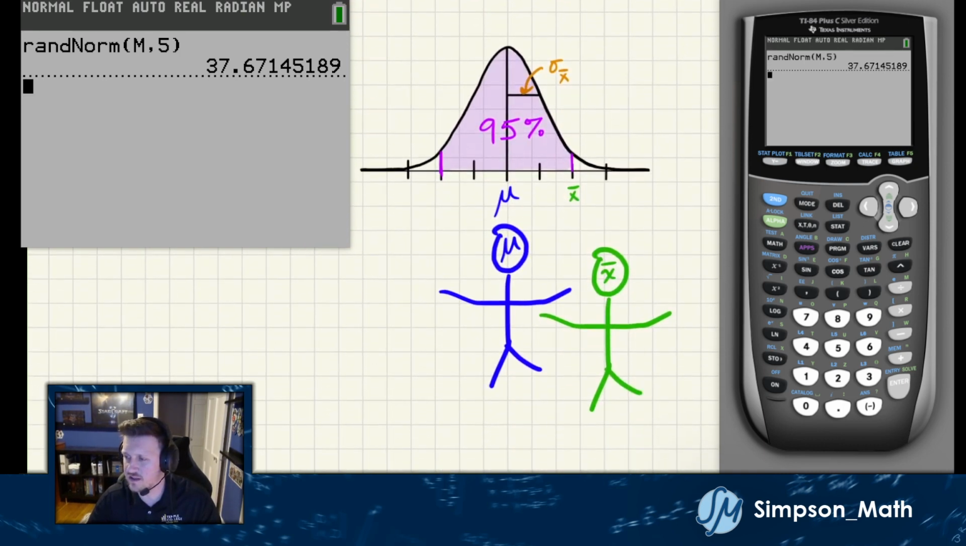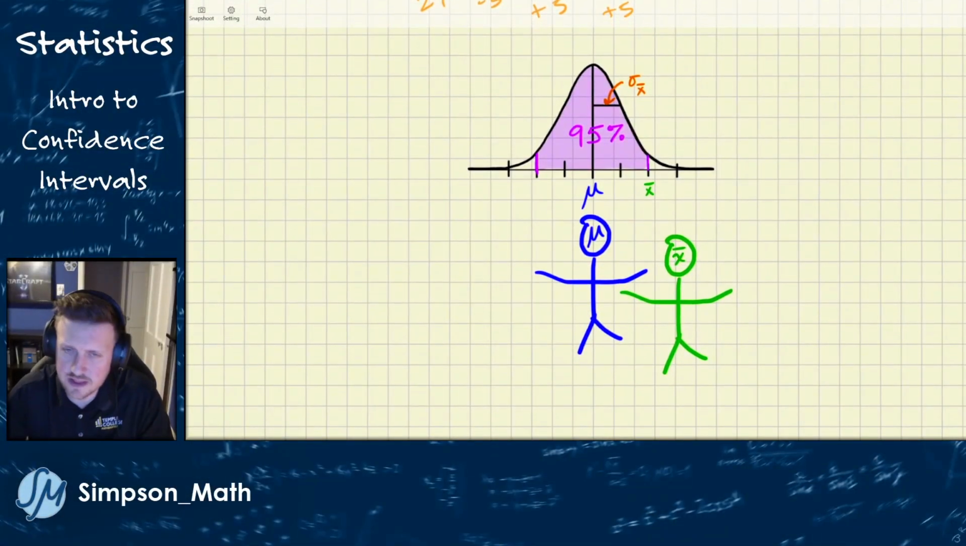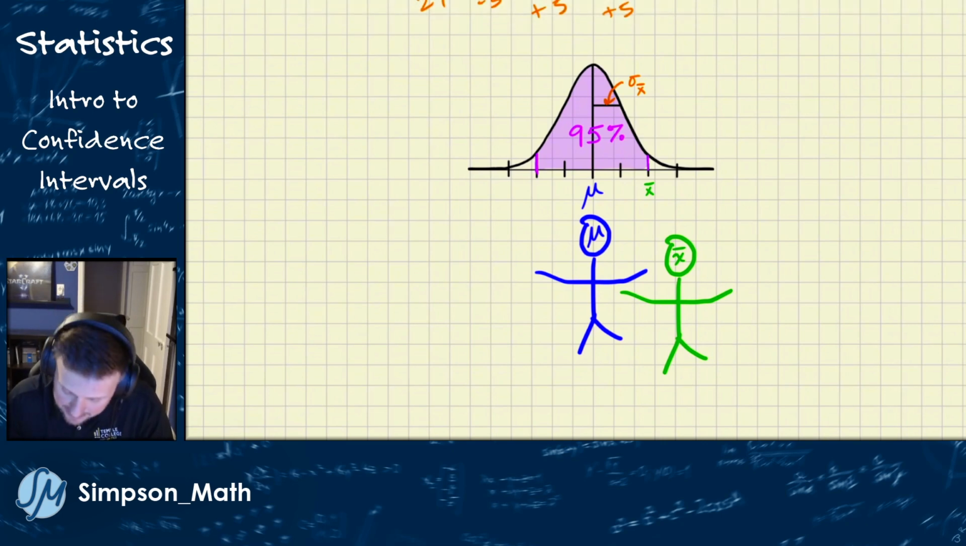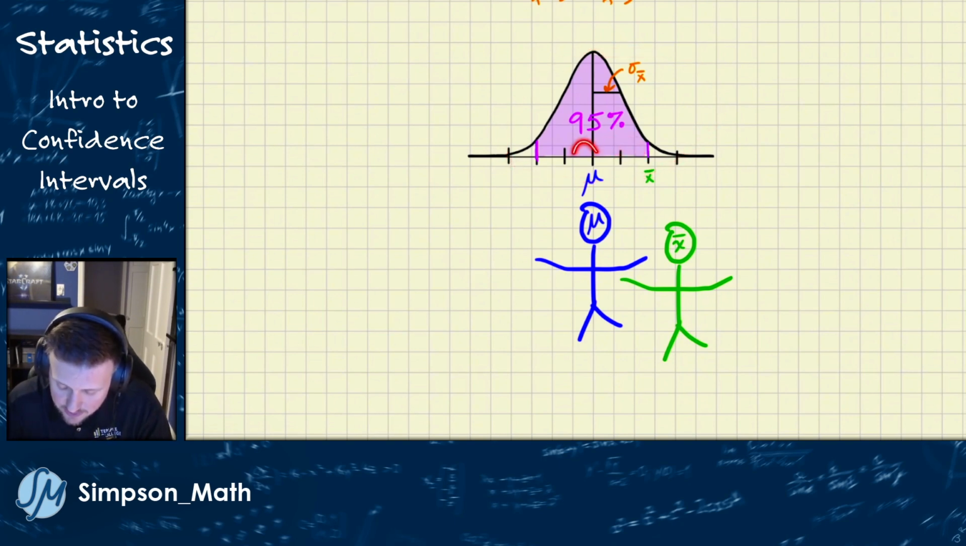Let me switch things because we don't need the calculator at the moment. With this, the idea is that we have this 95%. If I go up 2 standard deviations and down 2 standard deviations, that's 95%. That's from our empirical rule.